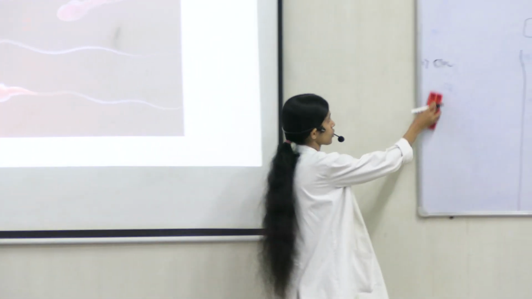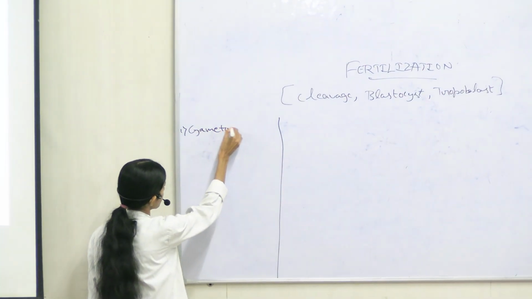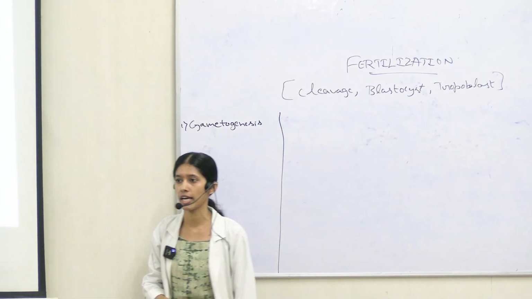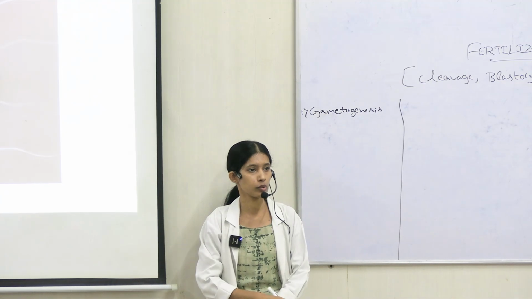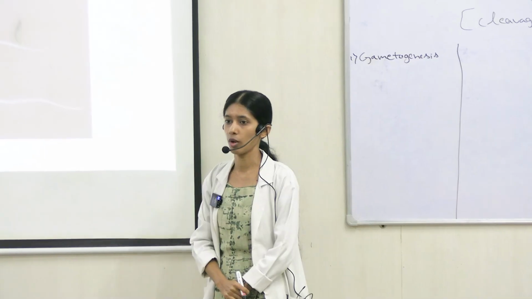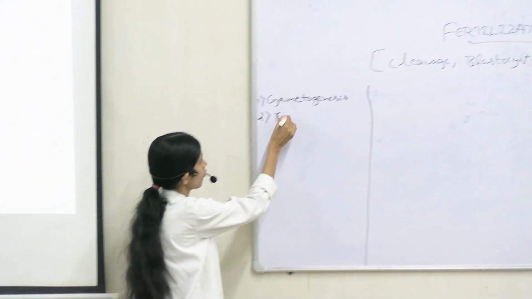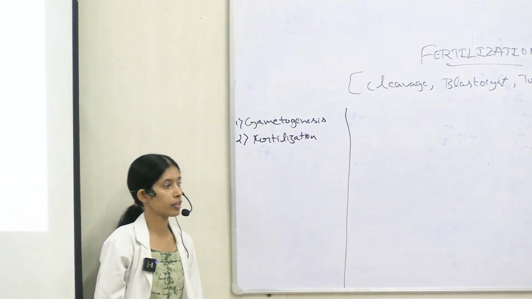In the previous 2 sessions, we discussed gametogenesis. We have spermatogenesis and oogenesis. Through spermatogenesis, we get the mature sperm or male gamete, and through oogenesis, we get the mature ovum or female gamete. And in the second session, we discussed the fertilization process, in which we saw the fusion of the male and female pronucleus.